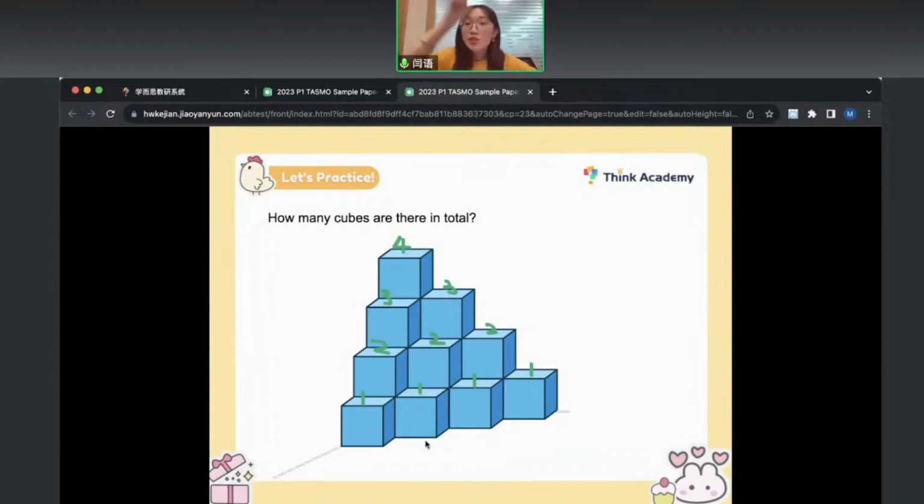And then you just add all of them together. In this way, you can get 20. Understand? So this is about counting it column by column. And also another way is you can try to count it layer by layer.